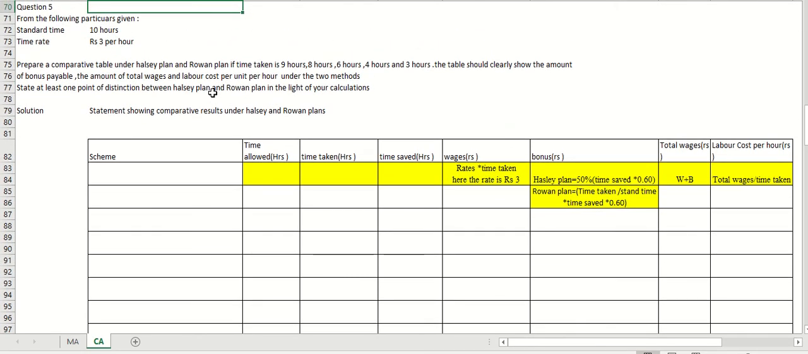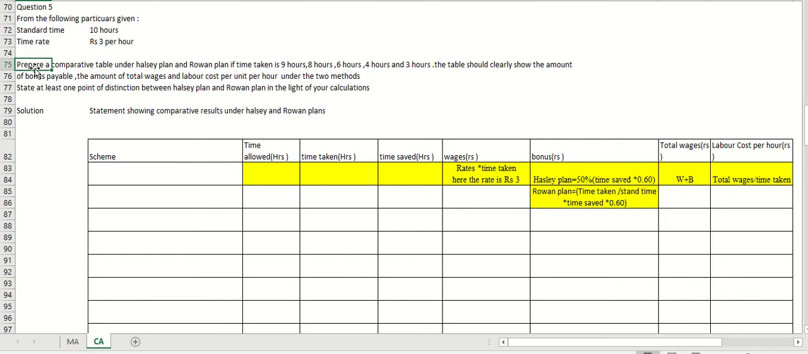So our next question is, from the following particulars, they have given the standard time, which is 10 hours. They have told the time rate. So the rate for the employee for each hour is ₹3. They are telling us to prepare a comparative table under Halsey plan and Rowan plan if time taken is 9 hours, 8 hours, 6 hours, 4 hours and 3 hours respectively.